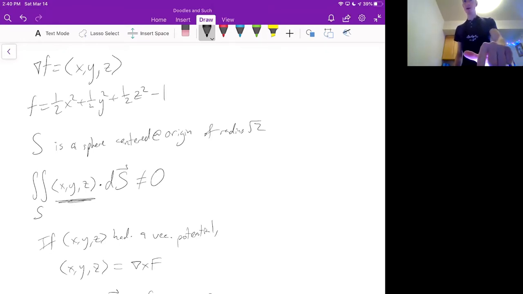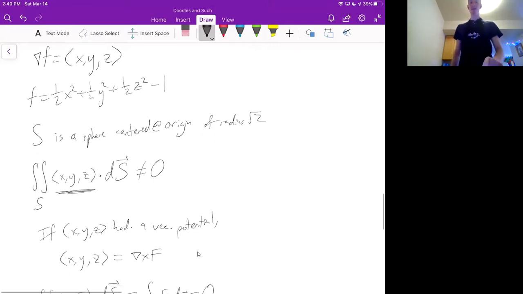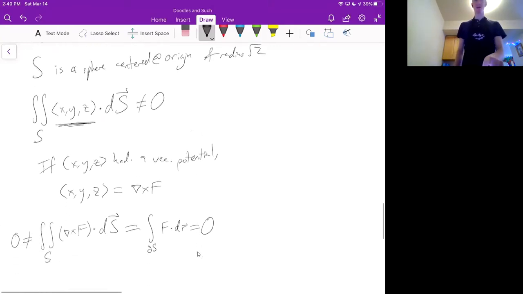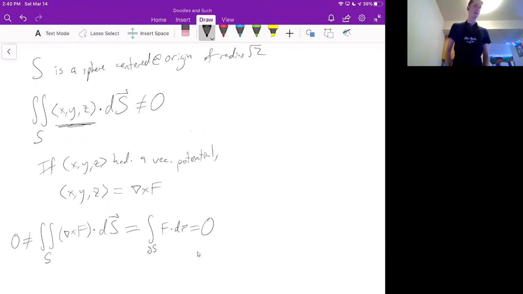What's an easier way to show that the vector field x comma y comma z does not have a vector potential? This worksheet was written before we had done the divergence theorem, but now we have more powerful tools. Now that we understand what divergence is, there's an easier way to show that x comma y comma z doesn't have a vector potential. How can I try to do that?